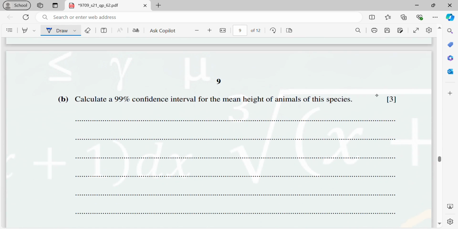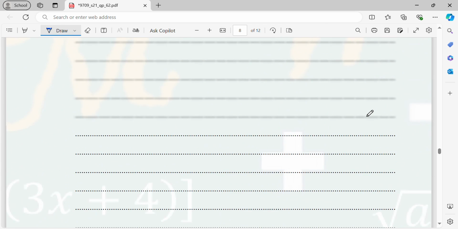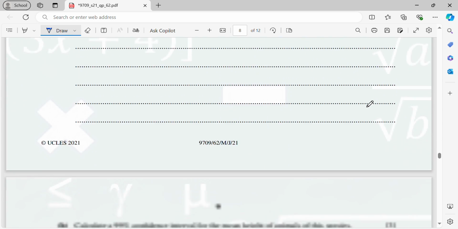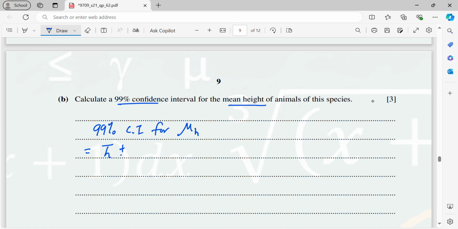Part B, calculate a 99% confidence interval for the mean height of animals of this species. So, 99% confidence interval for mean height. I will write mu h. This mu h is basically the mu over here. This can be found using h bar plus minus.